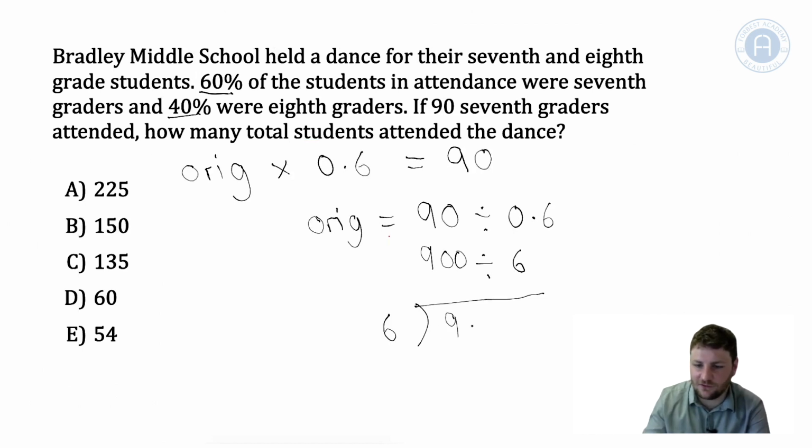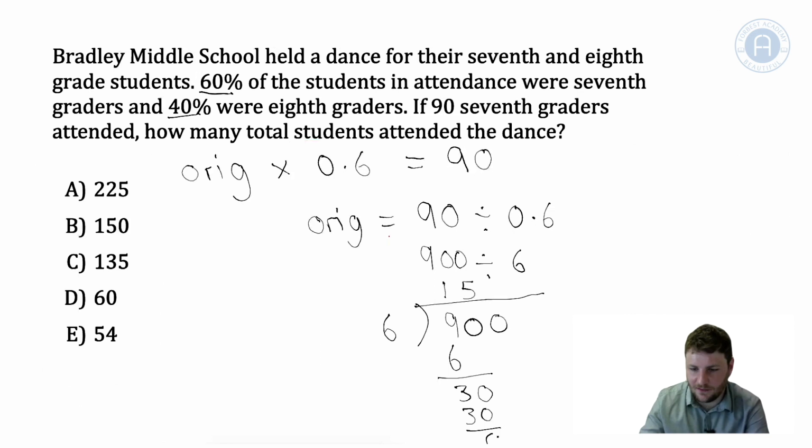So 6 into 900 goes once into 9. Leaves me 3 left over. 5 times into 30. And then 0. 150, which is going to be obviously answer B, 150.